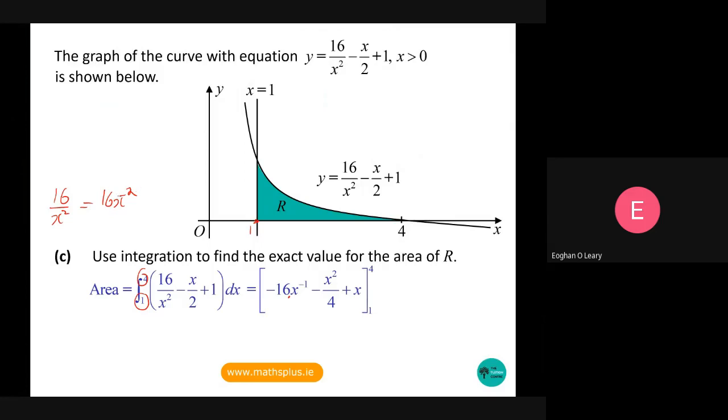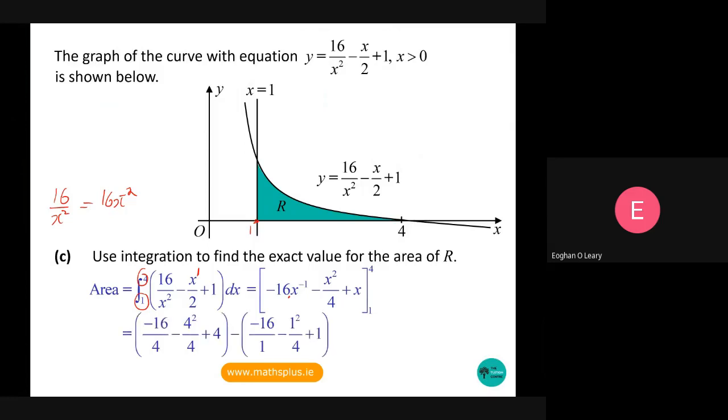When I do my integration, I'm going to add 1 to that negative 2, so that's going to become negative 1. I'm going to divide by that new power, and that's how I end up at negative 16 times x to the power of minus 1. My x over 2, I'm going to add 1 to the power there, so I'm going to get x squared, and divide by 2, so I'm going to end up at minus x squared over 4, and my 1 is going to integrate to be x. So my limits then are going to be 4 and 1.